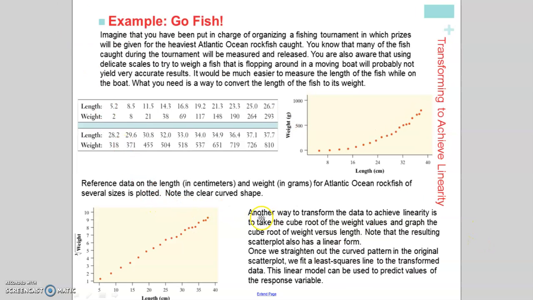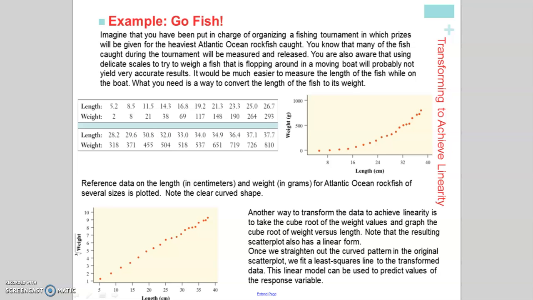Alternatively, I could transform the data to achieve linearity by, instead of cubing the length, taking the cube root of the weights. So if I take all these weights and do their cube roots and make that my y-axis and leave the normal length as the x-axis, I get this graph. Once again, you can see that it is now a straight pattern. And then for this data, I could fit a least squares regression line to this transformed data.